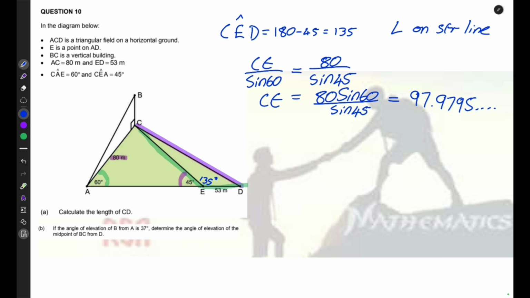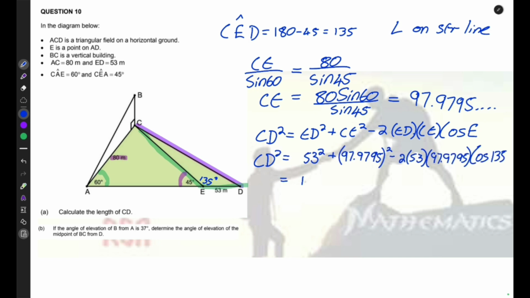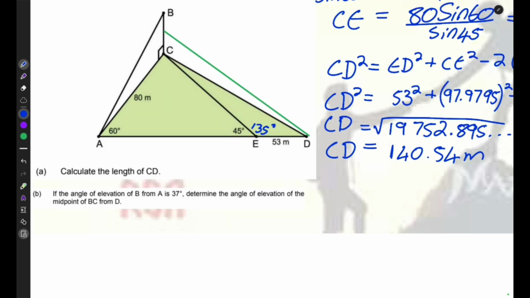Okay, now I can move over to the triangle that has CD in it, that long, thin one. And there I can use the cos rule. So I'm going to say CD squared is equal to ED squared plus CE squared minus 2ED times CE, and then cos of angle E. Now I can just fill in everything and see what the answer is. And the final answer is 140.54 meters for CD.